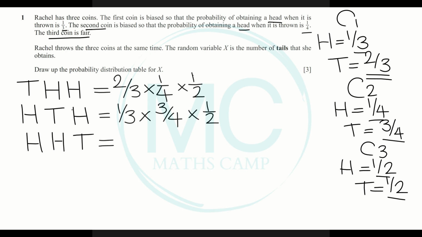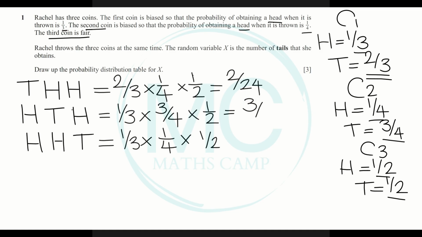For the last option, heads from coin 1, 1 over 3, and heads from coin 2, 1 over 4, and tails from coin 3, 1 over 2. Now we can quickly multiply these together. I get 2 out of 24 if I get tails first. If I get tails second, I have 3 over 24. If I get tails third, probability is 1 over 24.